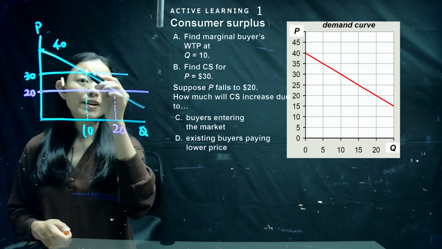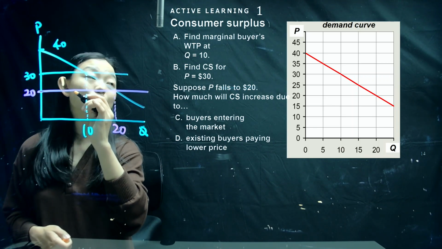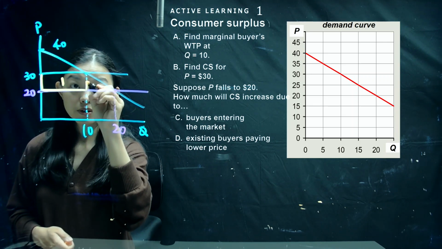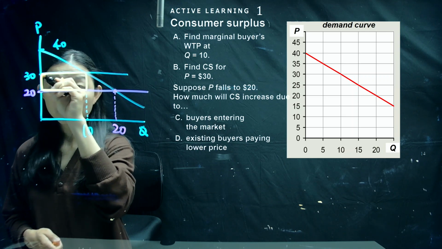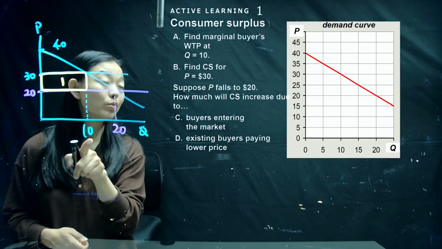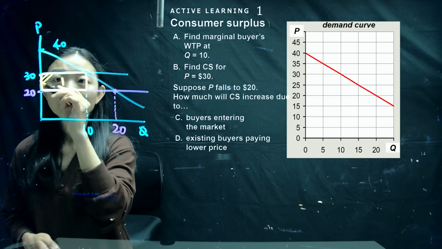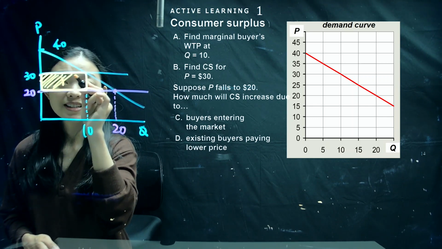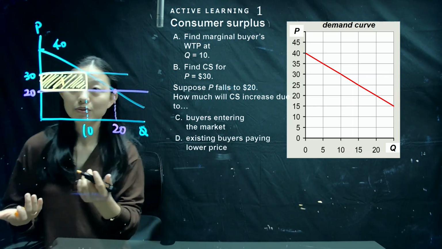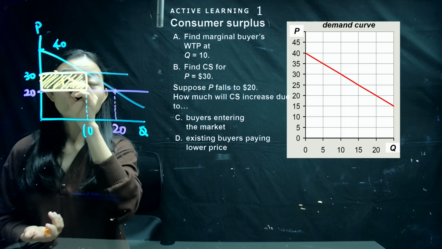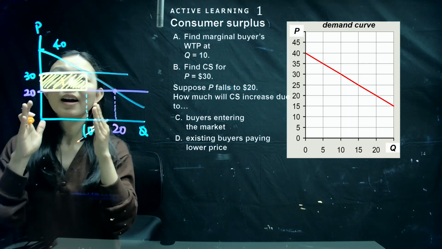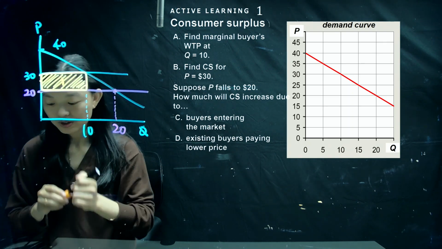For the existing buyers, now they can pay a lower price, okay? So which will be this area. Because originally when the market price is $30, only 10 units will be consumed, right? So for the existing buyers, now they can pay a lower price, right? So this will be the consumer surplus increase due to the price change for the existing buyers.